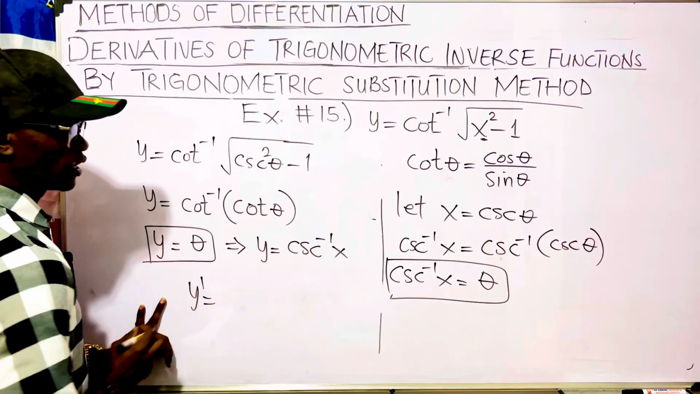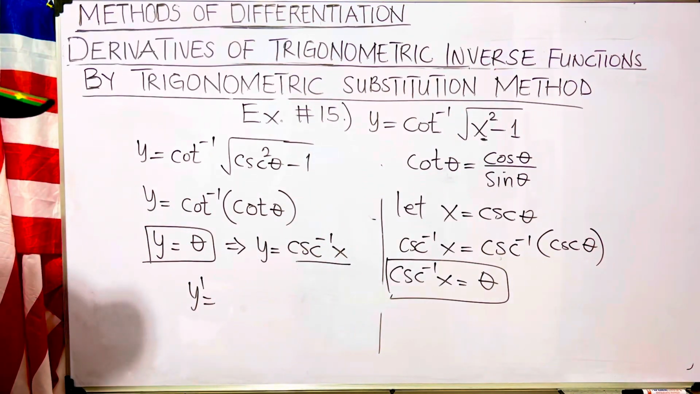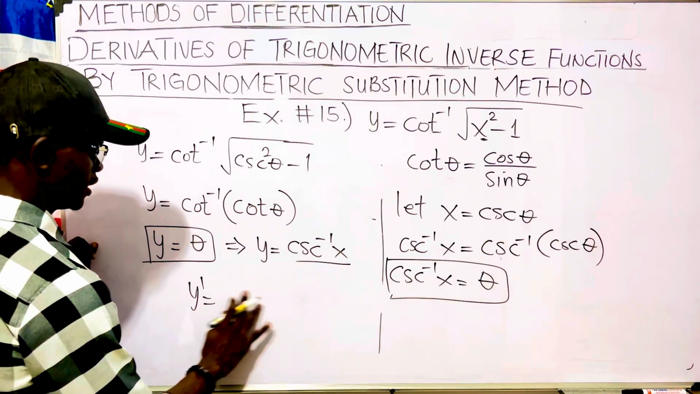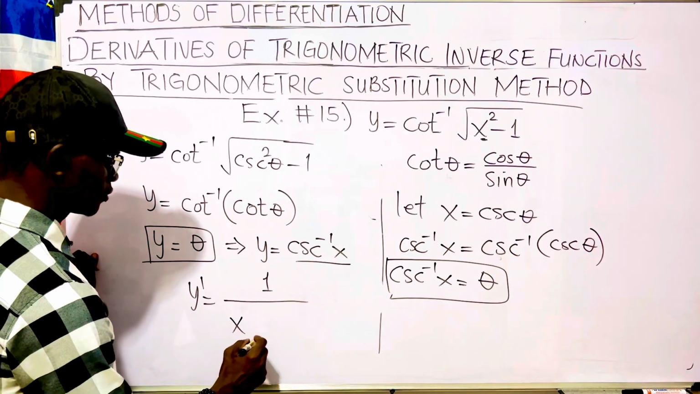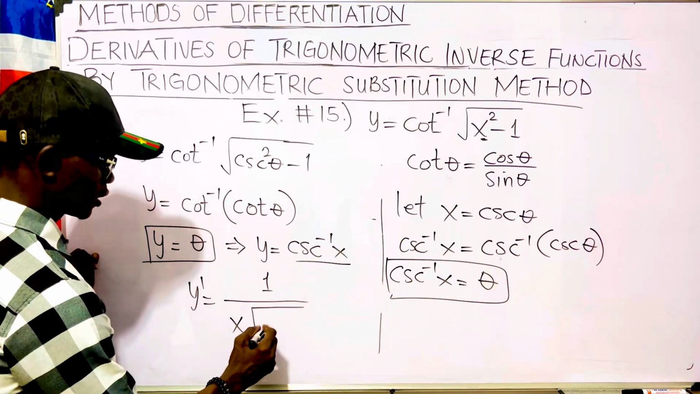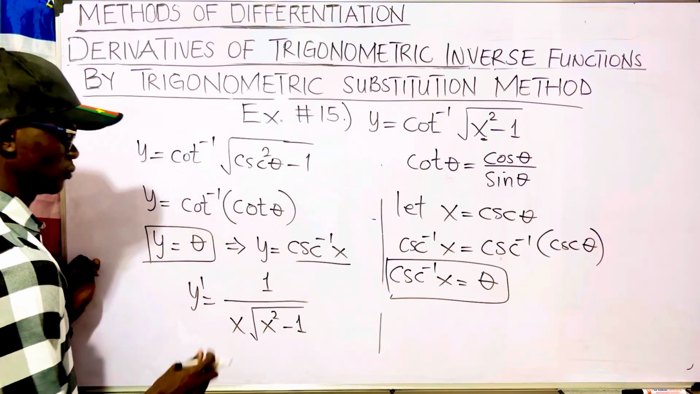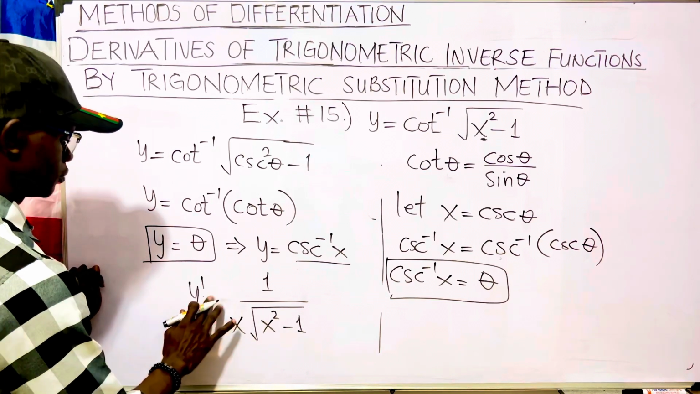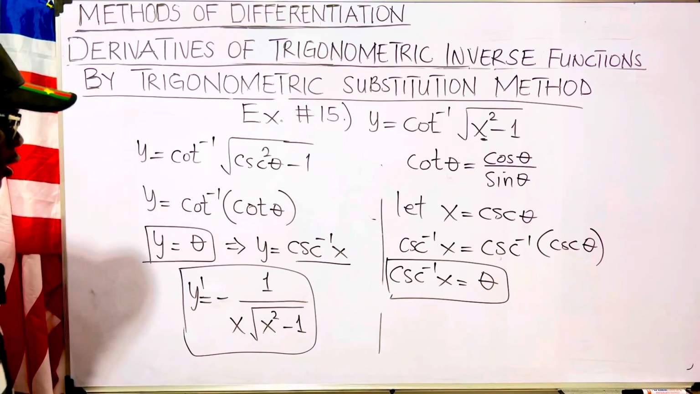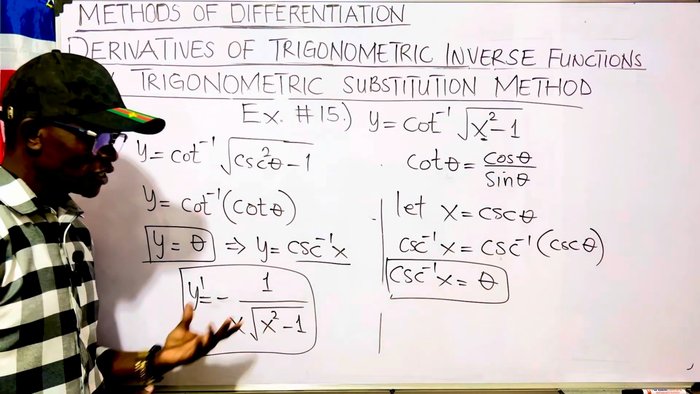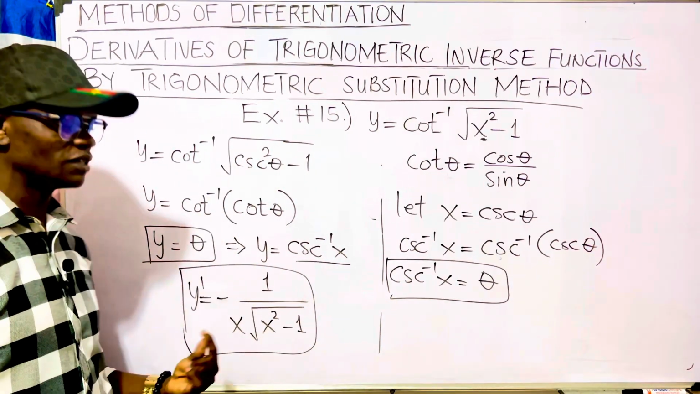So y prime now will give us: what is the derivative of cosecant inverse of x? It is equal to 1 all over x times the square root of x squared minus 1, with a minus sign. So this is it. If you check example number 5, this is the same problem and the same answer that we got.